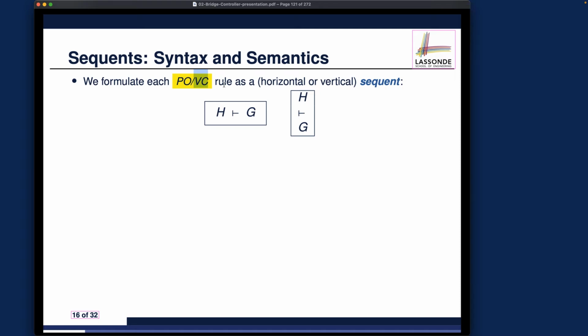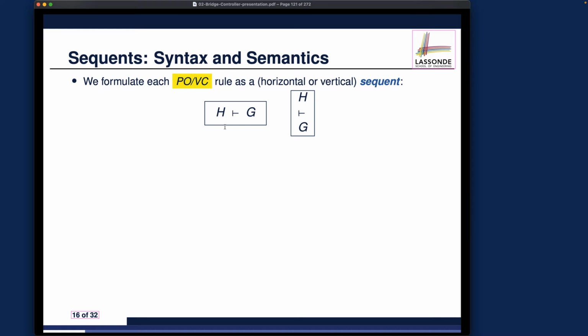So just don't forget, right? Later on, we're gonna see other kinds of proof obligation or verification condition, for example, refinements or maybe deadlock freedom. That's something we'll see in the later weeks. But for this week, we only concentrate on invariant preservation kind of proof obligation.